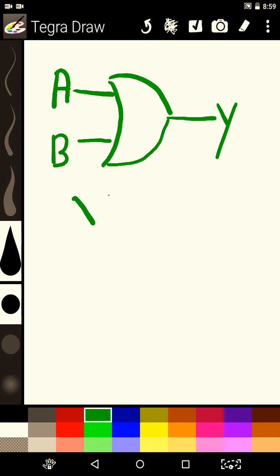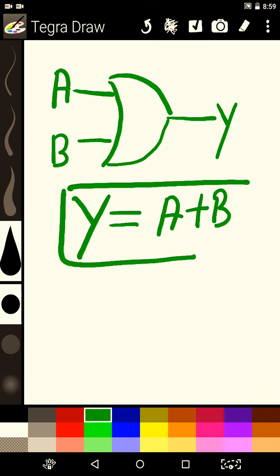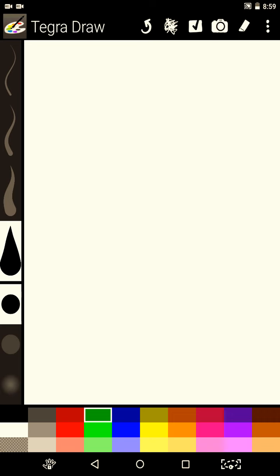The OR gate can be represented as A plus B in a Boolean algebraic equation. This is the Boolean algebraic equation for the OR gate, where Y equals A plus B. Now we will go for the switch representation of the OR gate.